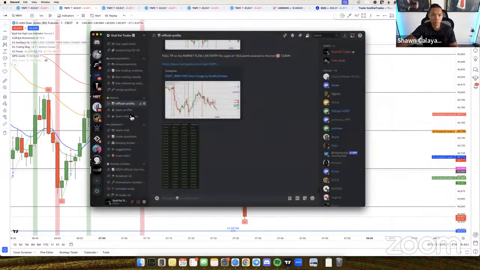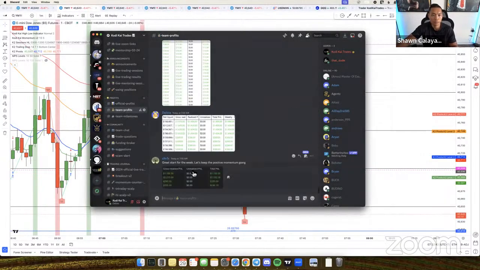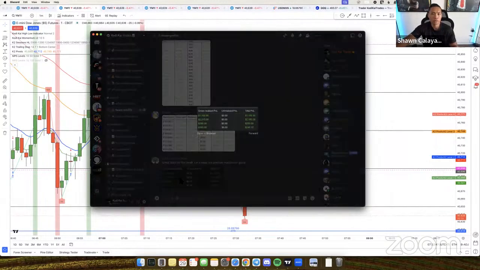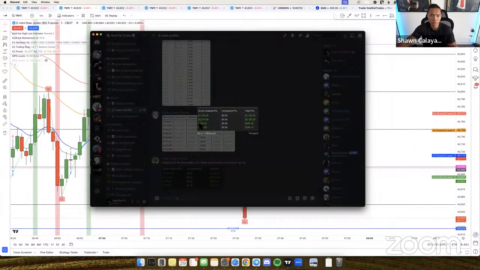But yeah, if you guys have more profits to post up, feel free to send them in. We got some more profits right here from CRX. CRX locked in 1,150 on his first account, 2,215 on the second account, 295 on the third, and 305 on the fourth. So a total profit of about 4,000 for the day, all wins.